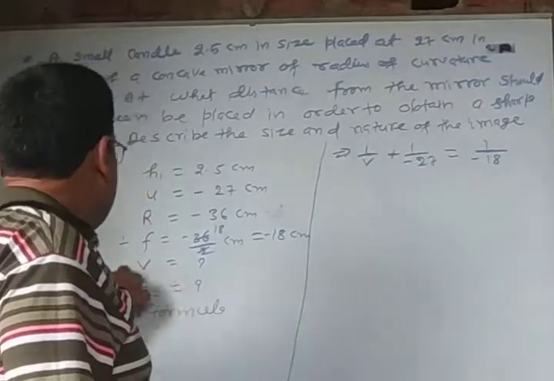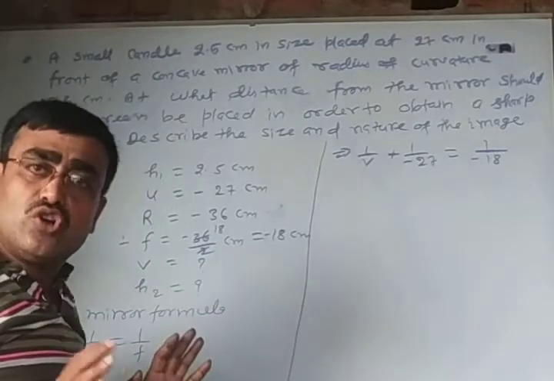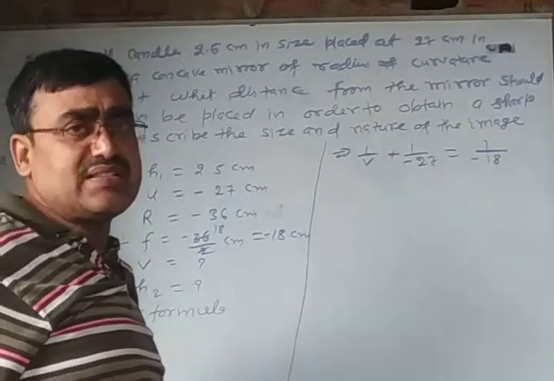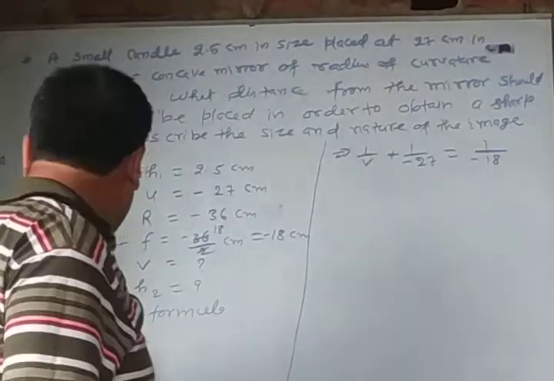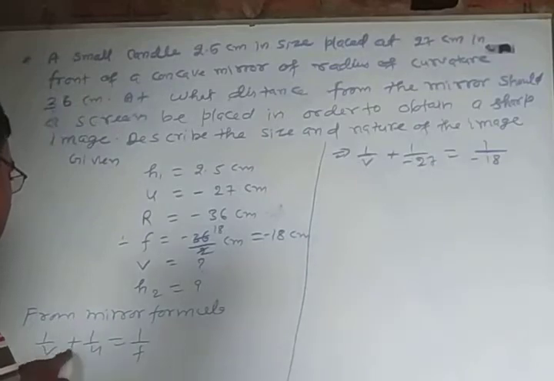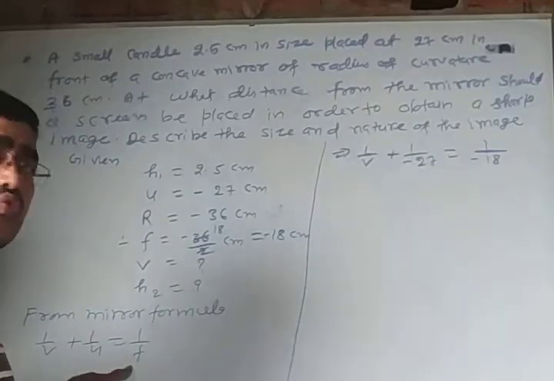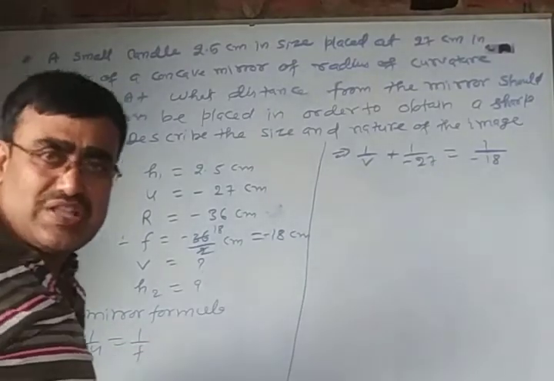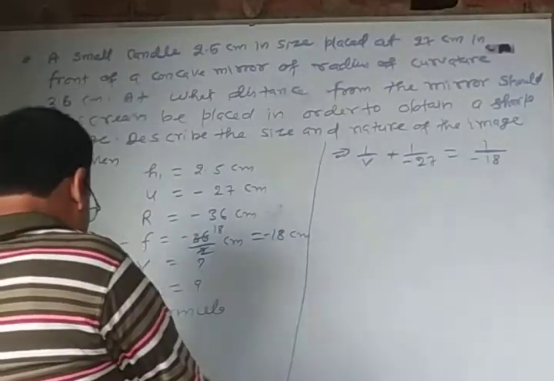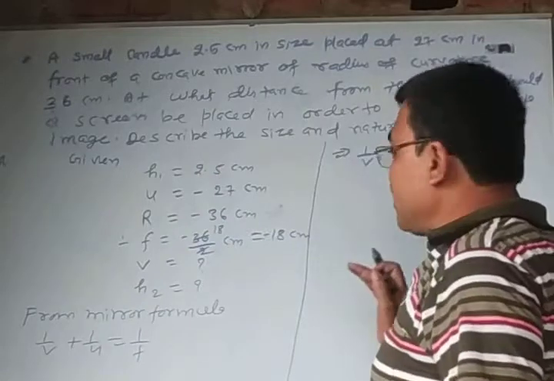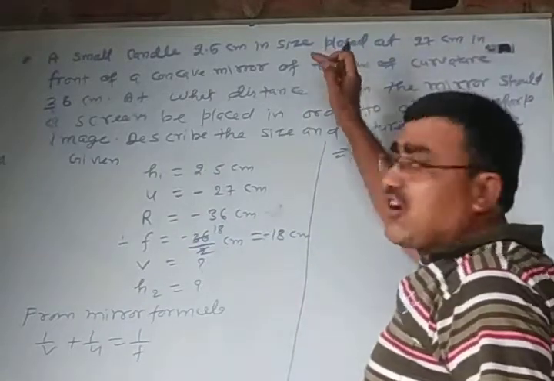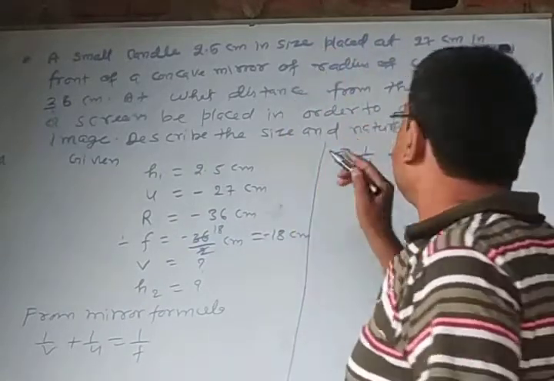Okay, v is equal to what? h2 is equal to what? v means image distance and h2 means height of the image. From mirror formula, 1 by v plus 1 by u is equal to 1 by f. All of you know that formula. You are familiar with this formula. I put here the values given according to your question.